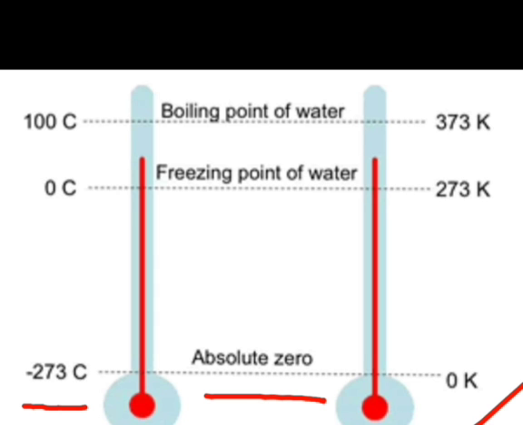I hope you have learned these two thermometer temperature readings. We have to remember the freezing point of water in Celsius as well as Kelvin, the boiling point of water in Celsius as well as in Kelvin, and the absolute zero temperature of the Celsius scale and Kelvin scale. So let us learn how to convert. If the temperature is given in Kelvin and we have to convert it to Celsius, how can we find that? Let us learn.